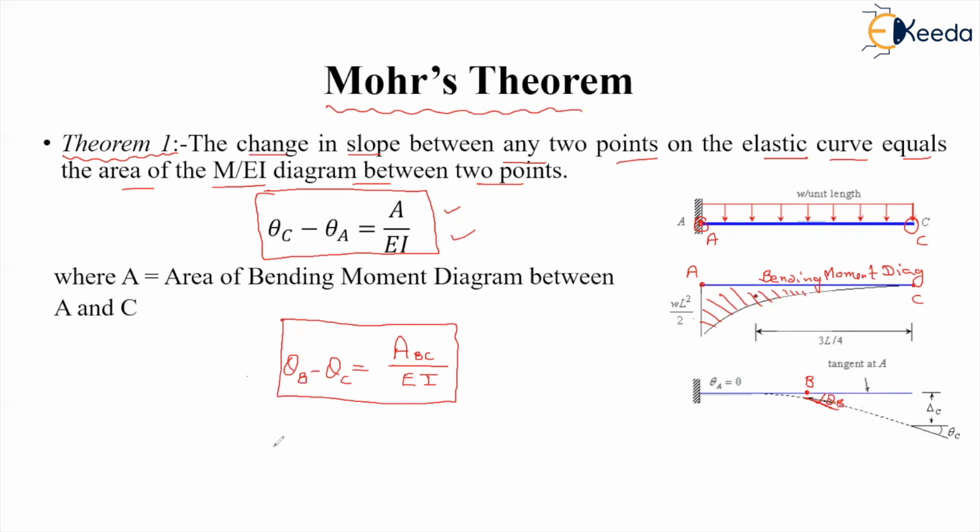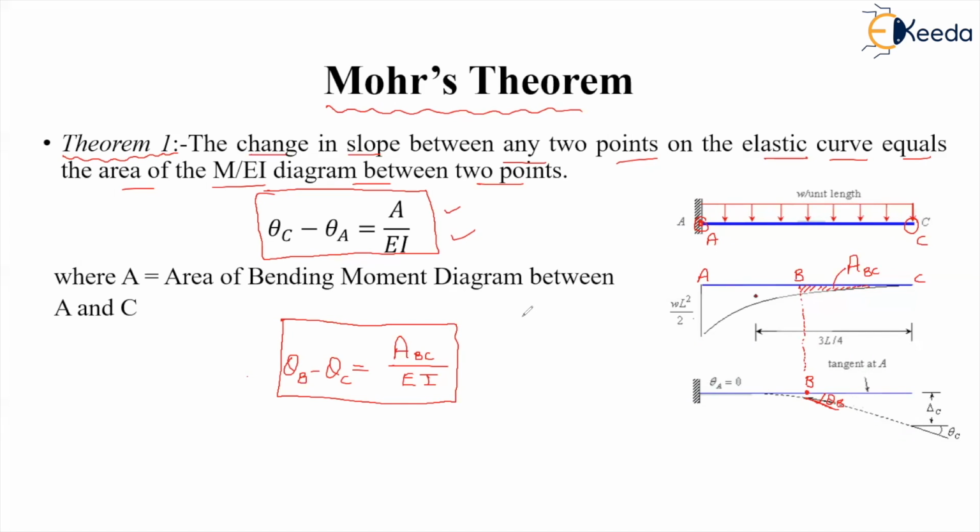So what is the area between B and C? I am deleting some lines to show the area here. I have chosen the B point here, and if I take a vertical line upward, the hashed region is the area. This area is the area between B and C. This is the C point and this is the B point. This area divided by EI will give the slope difference between the two points.